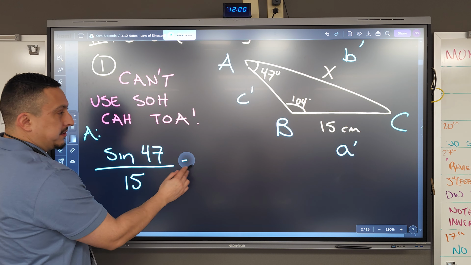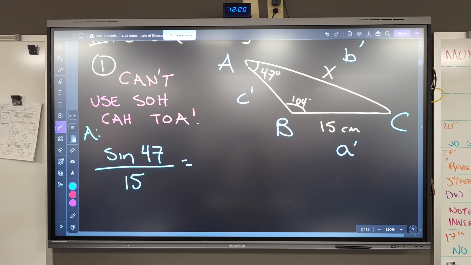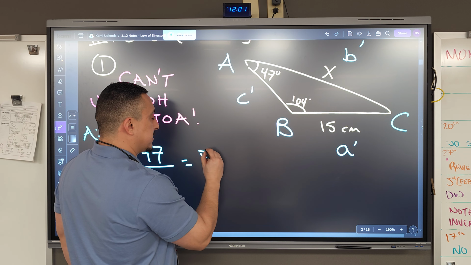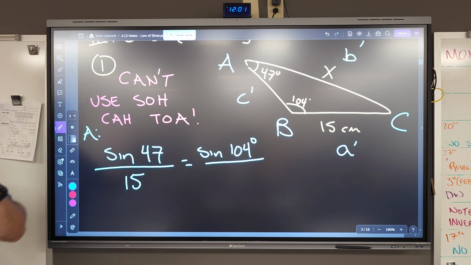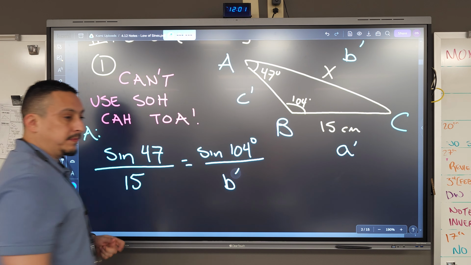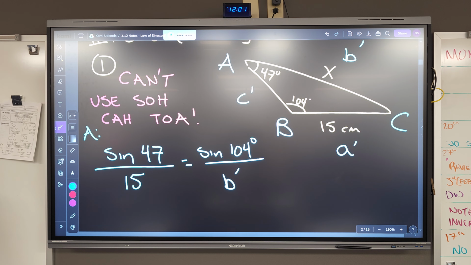Now here I have choices, right? I could use B or C, but actually I can only use one. Who should I use, B or C? B. Why B? Because it has this number and because that's what we're looking for, right? That's what we need. So that's why we use B. So sine of 104, that's angle B, over side B. You can put X if you want, or side B, it's the same thing.